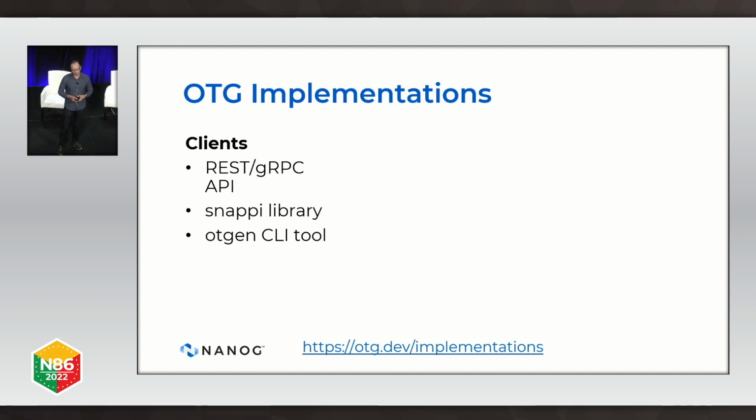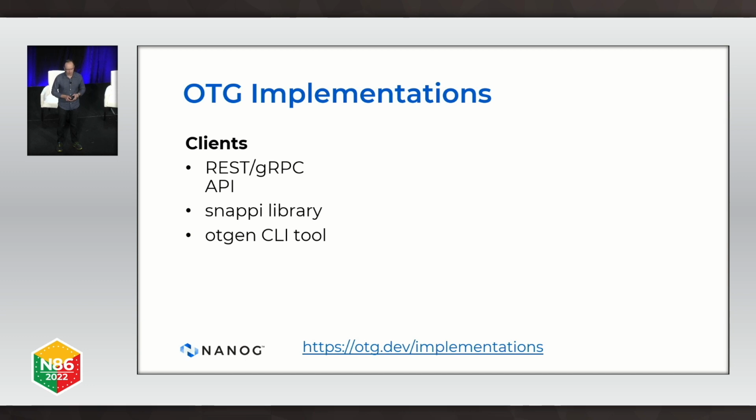But of course, as you're going to develop specific test cases, it helps to have a library. So for example, you can use Python or Go to quickly iterate through the Open Traffic Generator API without thinking about underlying API calls. So we have this library, it's called Snappi.